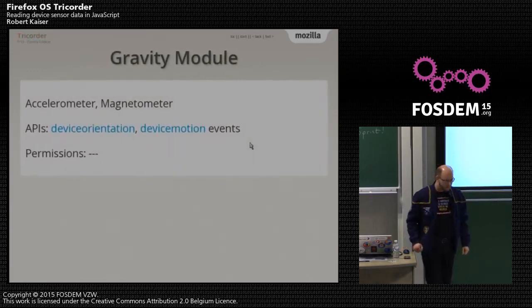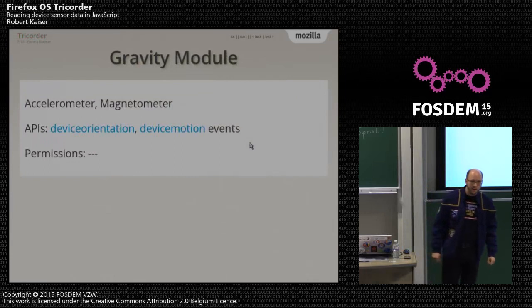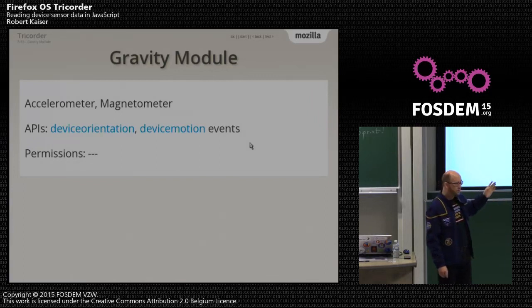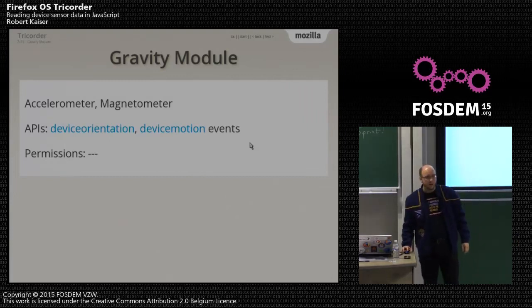The second thing I did was I called it gravity module because it actually measures Earth's gravity as a side function from what it's doing. It accesses the accelerometer and the magnetometer, so magnetic compass in 3D. The APIs for that are actually events, the device orientation and device motion events, and those don't need any permission at all. You can even use that in websites without any prompt or anything.